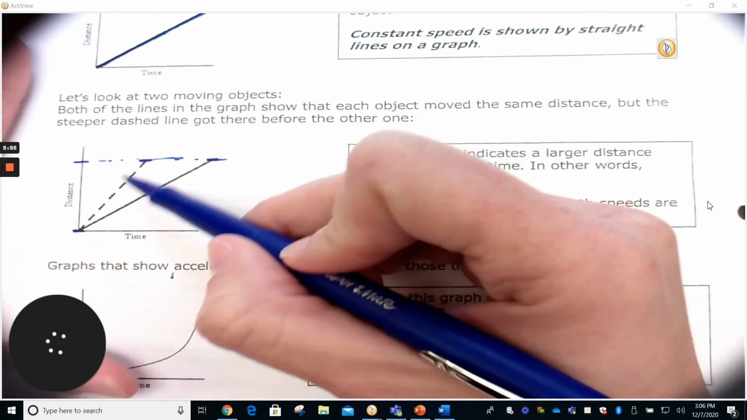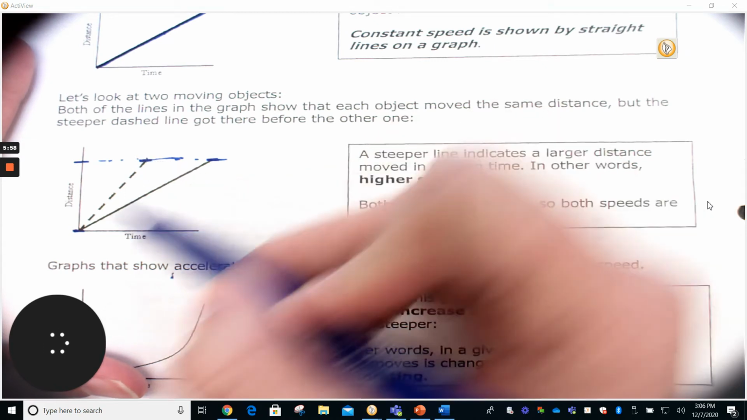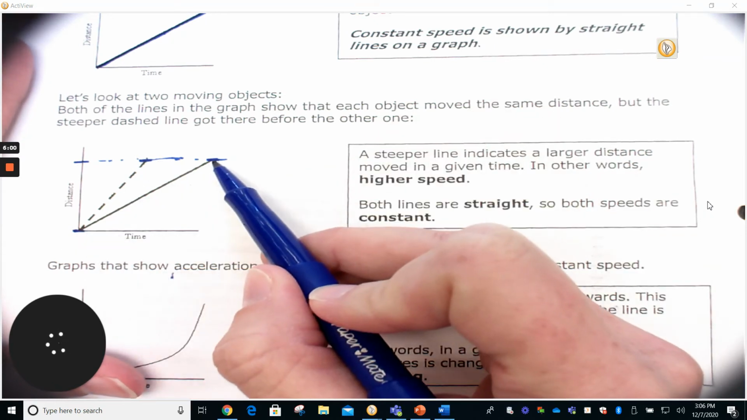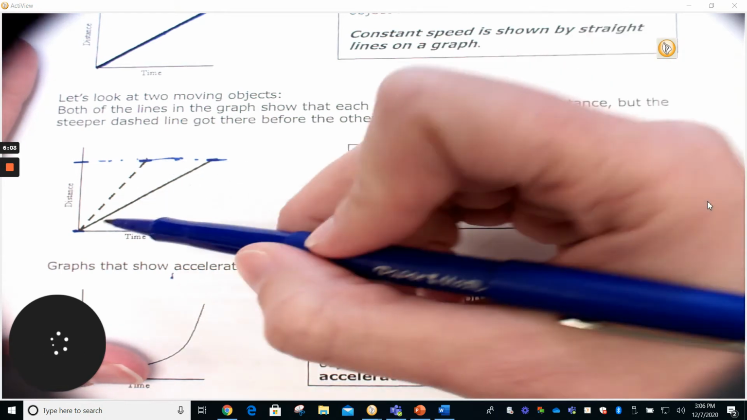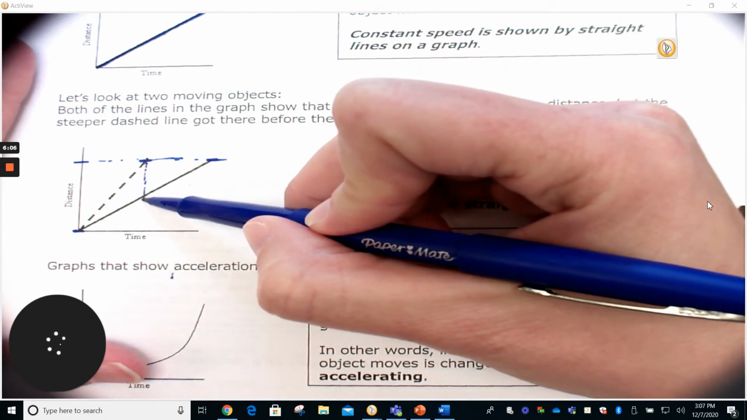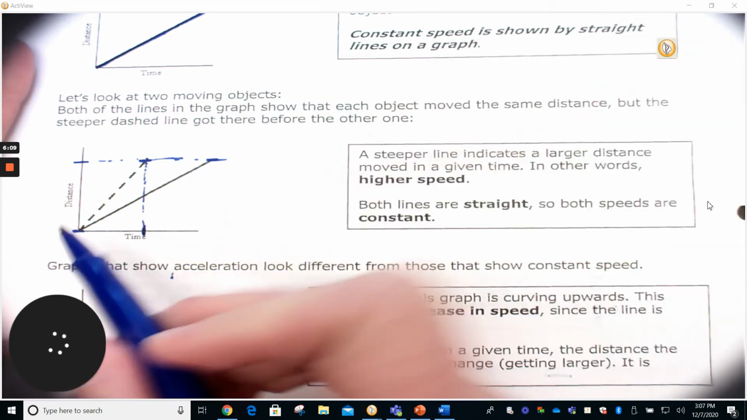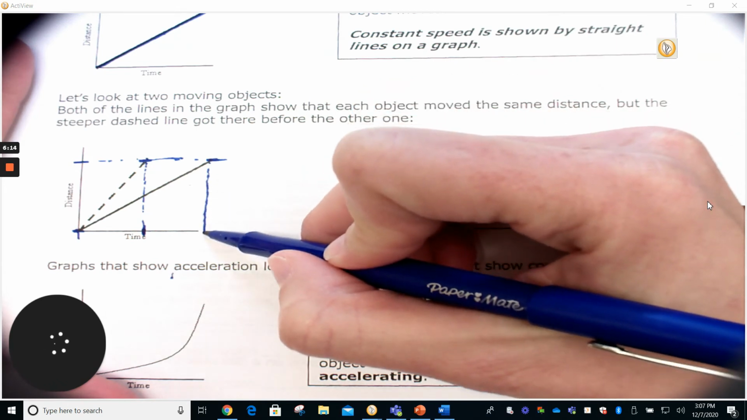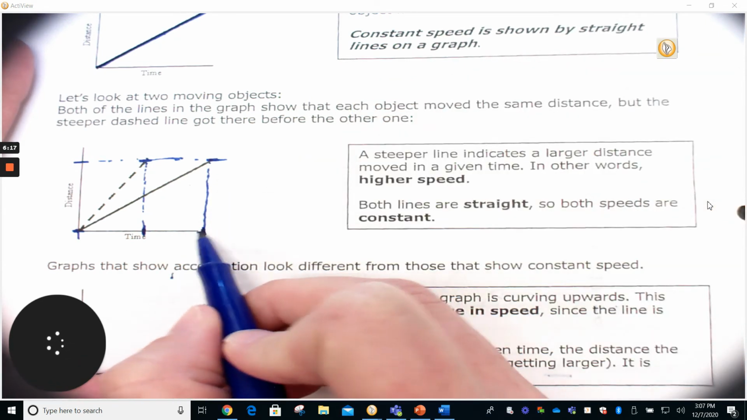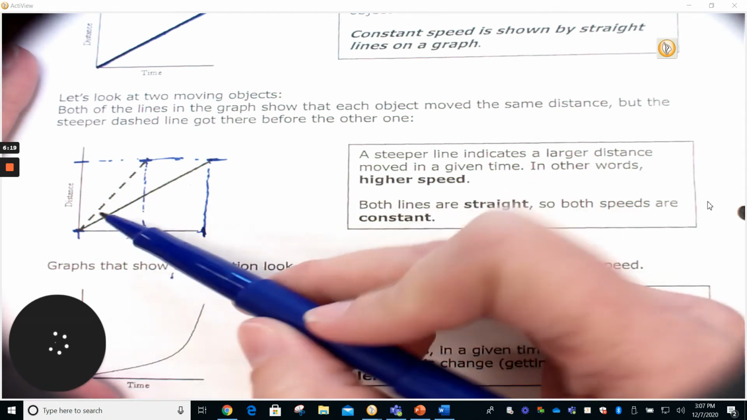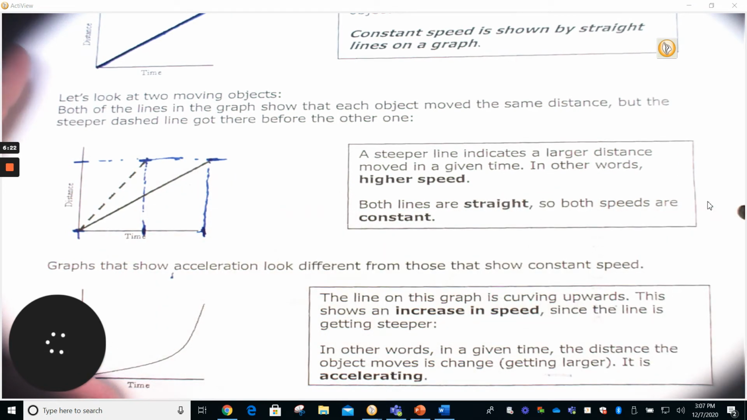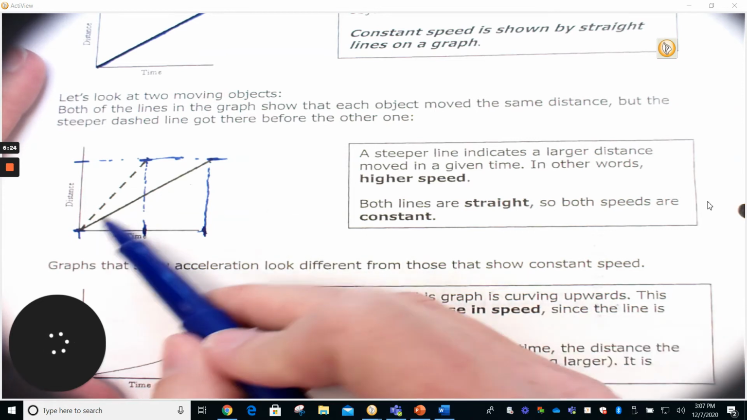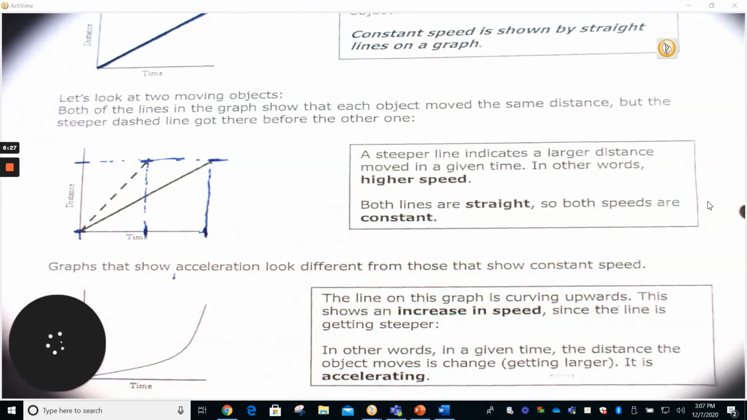So this dashed line got there faster than this straight line right here. We know that because if we look at the time, there's that time, okay, that's about that far from start. Well, this time is all the way over here towards the end. So we can say this dashed line, we know just by looking at it, was moving faster than this line right here. So the steeper the line, the faster something is moving, okay?